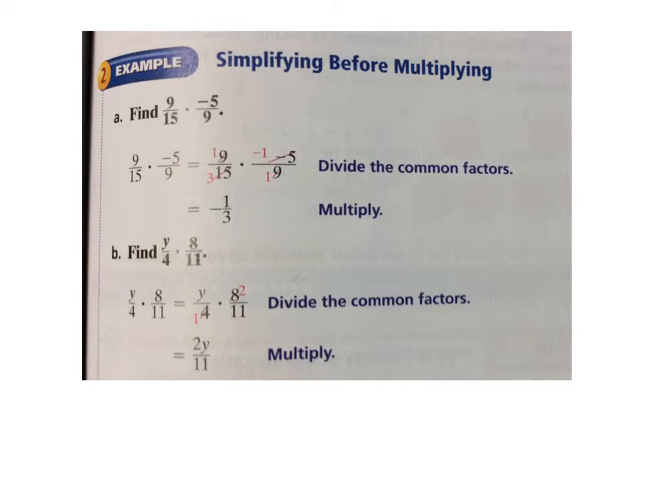We can do some of the same thing. I'm just going to do the example here with the variables anyway. We can do some of the same thing here. The 4 and the 8 can cross-cancel, right? By a 4, so 1 and 2. 2 times y is just 2y. 1 times 11 is just 11, so no big deal there. So 2y over 11 is the answer.